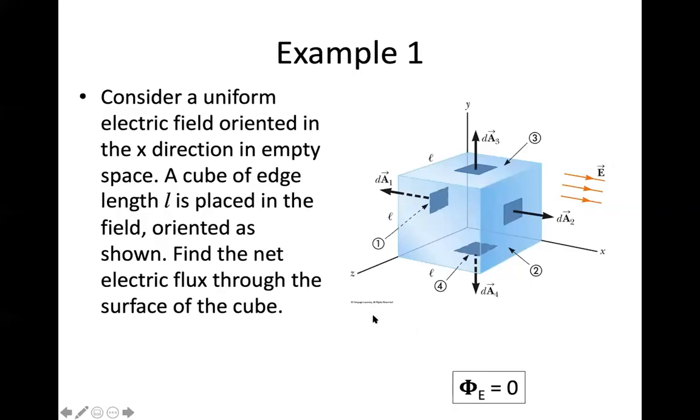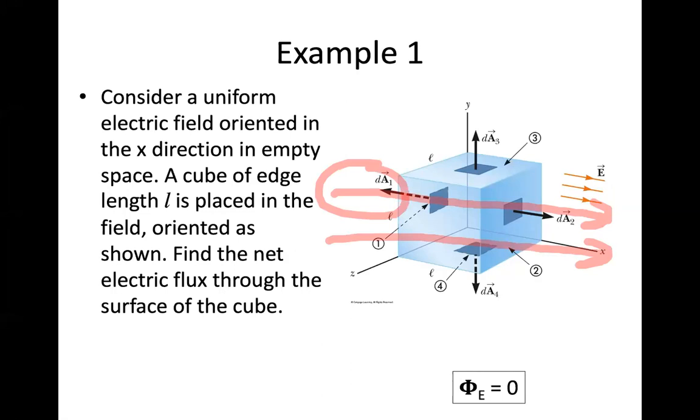Kinda. Yeah. So let's think about this. It's a closed surface, and the electric field lines are coming all the way from the left side of this cube to the right side of this cube, following that x direction. How many are coming in? 2. How many are going out? 2. How many stay inside? What is the net? 0.